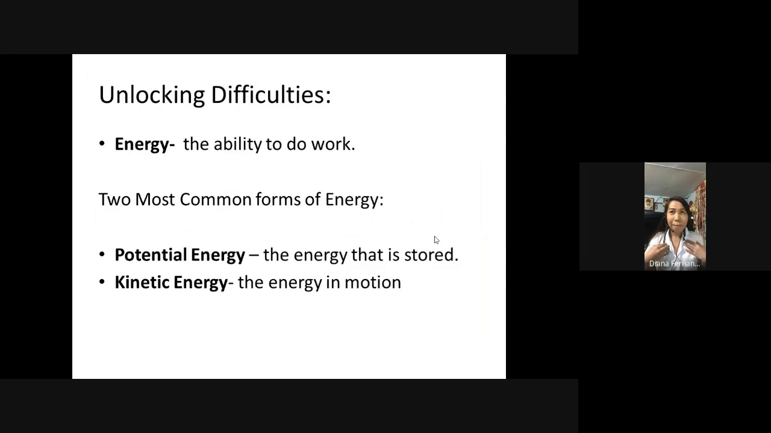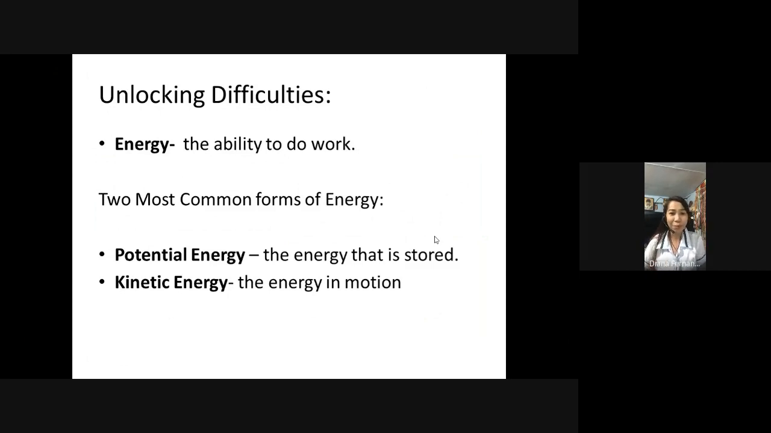All right, that is the simplest definition of energy. So, nai-imagine nyo ba, pagkagising nyo in the morning, ready-ready na ulit kayo sa mga gagawin for the next day, hindi ba? Bakit? It is because meron ka na naman na store na energy. Yes, ma'am.